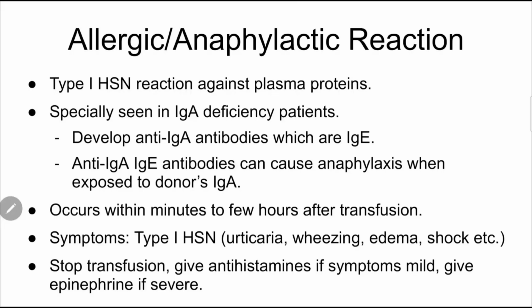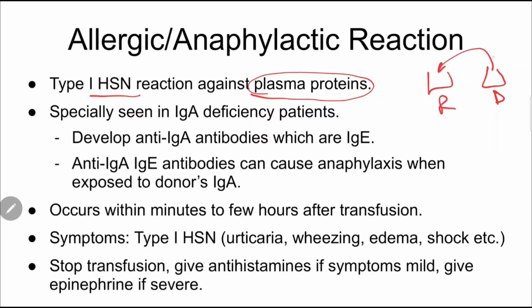So first we have allergic or anaphylactic reaction, right? This is going to be a type 1 hypersensitivity reaction against the donor's plasma proteins. Let's say this is the donor, and this is the recipient. The donor's blood has some plasma proteins that the recipient is allergic to. This case is especially seen in IgA deficient patients.